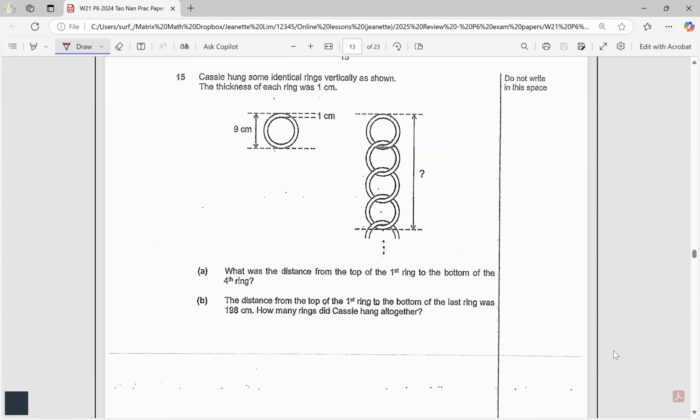Question 15. Cassie hung some identical rings vertically as shown. Thickness of each ring was 1 cm. So for part A, what's the distance from the top of the first ring to the bottom of the fourth ring? Okay, so first ring to fourth ring is as shown in the second diagram. So what we're going to do here, this diagram may seem complicated, but if you break it down into parts, it's actually not that complicated.